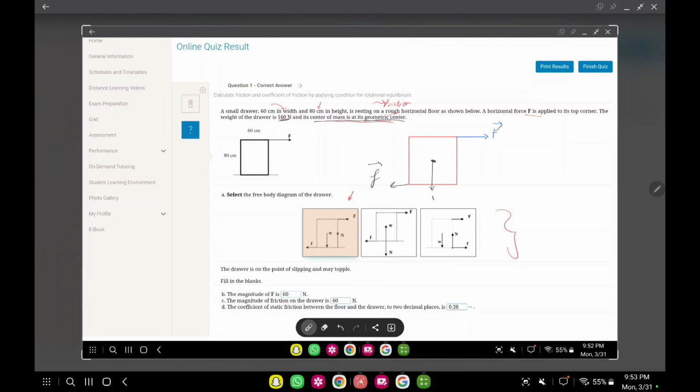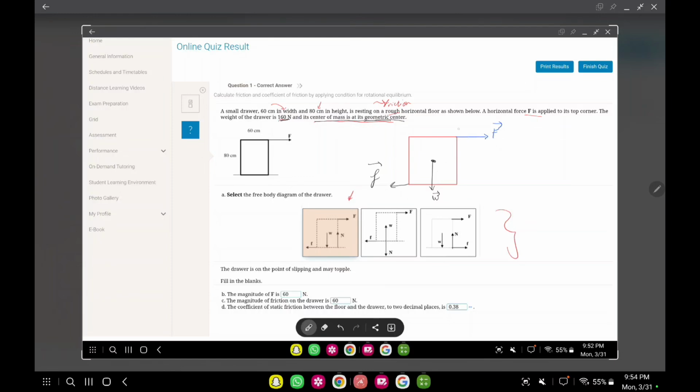What will people do now? Obviously, it's resting on a surface, so there will be a normal reaction N, right? Normal reaction N. So what will people do? They're going to put it here. Why is this wrong? If you want to think about it, but I'm going to tell you why.